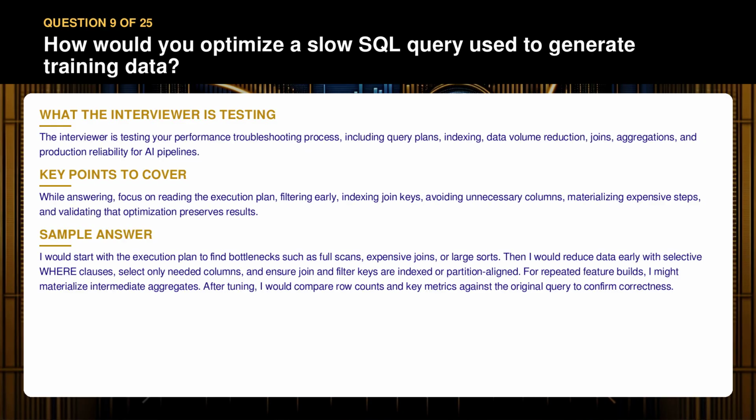I would start with the execution plan to find bottlenecks such as full scans, expensive joins, or large sorts. Then I would reduce data early with selective where clauses, select only needed columns, and ensure join and filter keys are indexed or partition aligned. For repeated feature builds, I might materialize intermediate aggregates. After tuning, I would compare row counts and key metrics against the original query to confirm correctness.